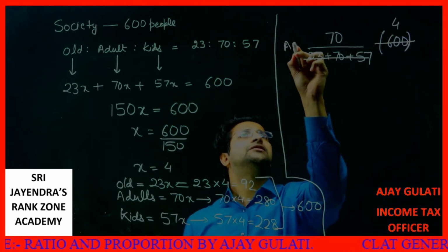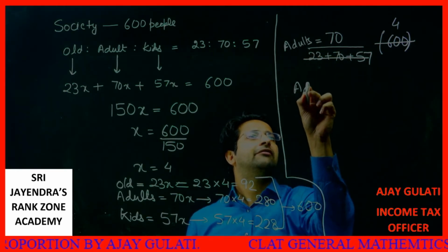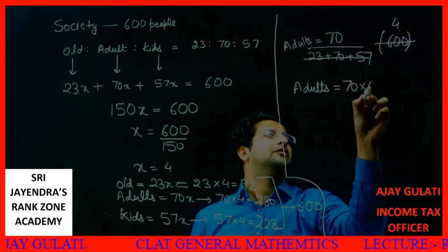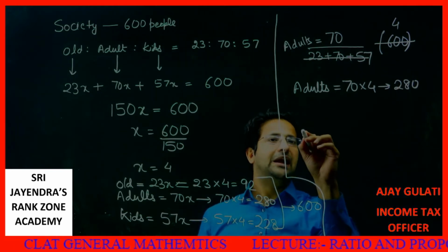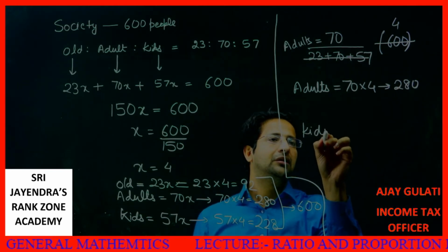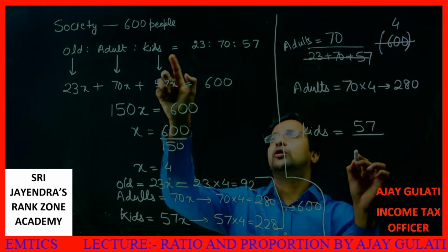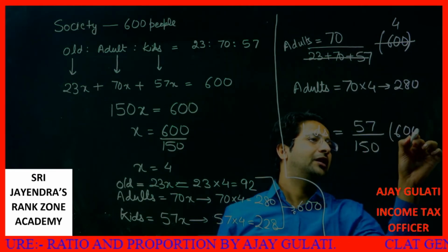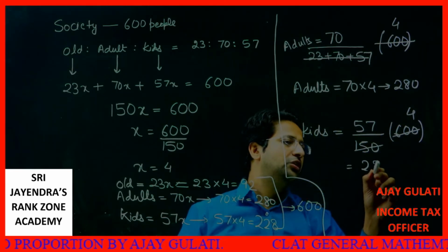So adults will be 70 into 4, 280. Somebody asked me how many kids are there. So what I'll do, I'll directly do 57 parts out of a total of 150 parts from 600 people. This cancels to give me 57 into 4, 228.